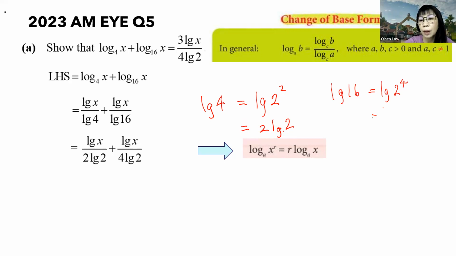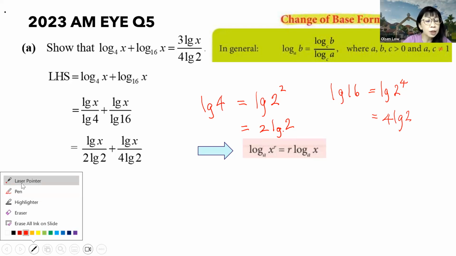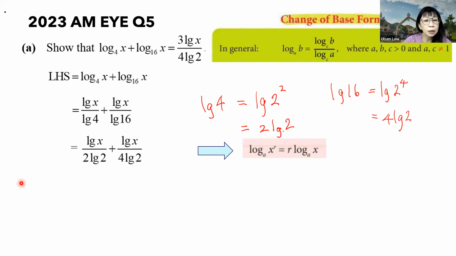So therefore, applying power law, I have 4 log 2. With this, I combine them together. All right, I put them together, and this gives us the expression as you can see on the screen here. So with this, we proceed.